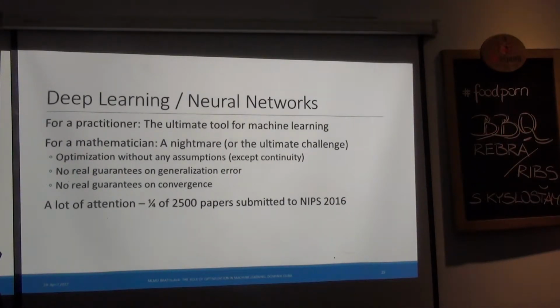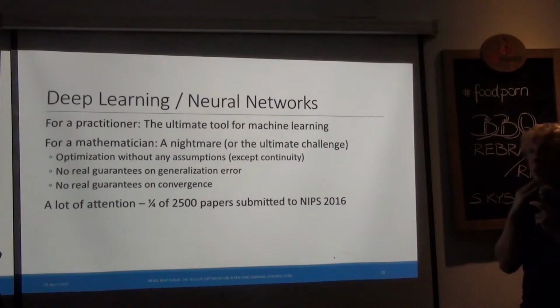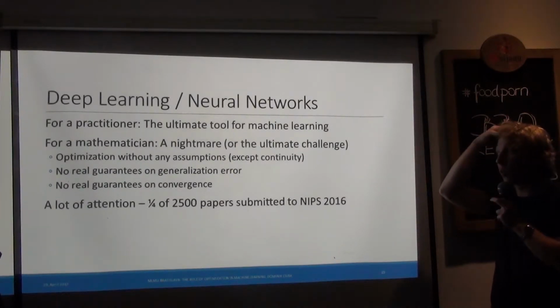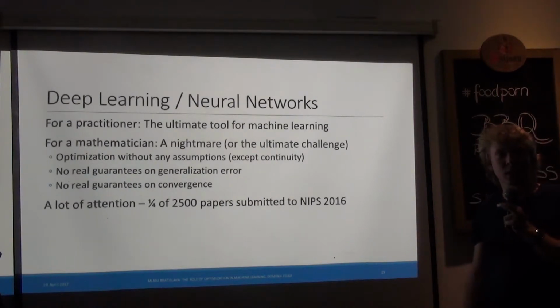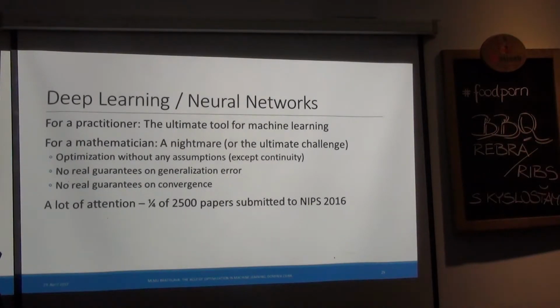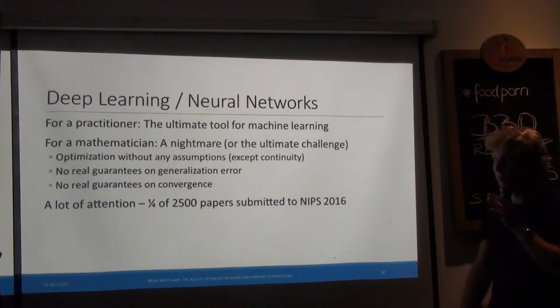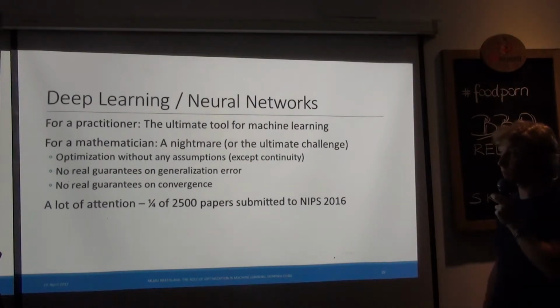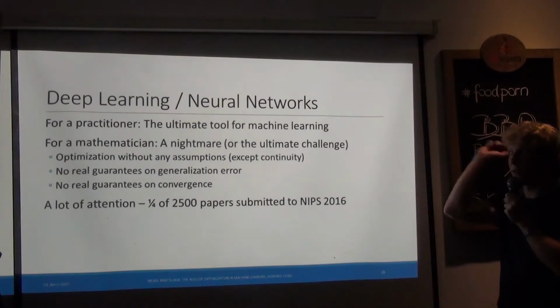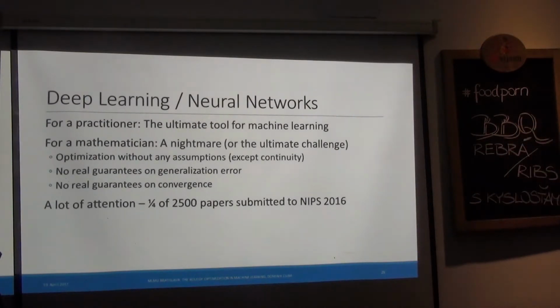A quarter of all the papers submitted to NIPS this year, which is one of the largest machine learning conferences, was on deep learning. In comparison, I think the second most popular topic had around 1/8, 1/10, something like that. So, yes, there are many topics in machine learning. Deep learning was just everywhere, in every room, there was a lecture on deep learning.